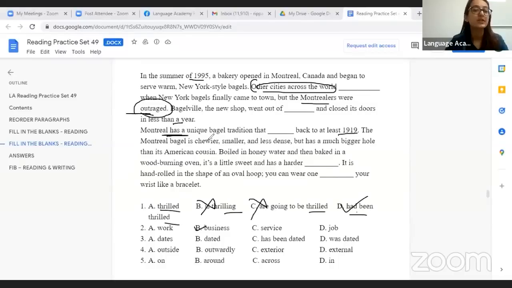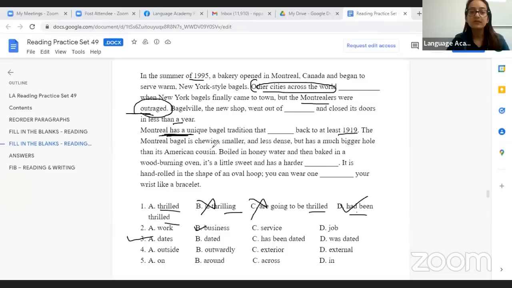Montreal has a unique bagel tradition that dates back. If they would have said Montreal had a tradition, then you can say that dated back. So it depends upon what your sentence is starting with. If it is starting with present tense, then we go with dates back only, not dated back.